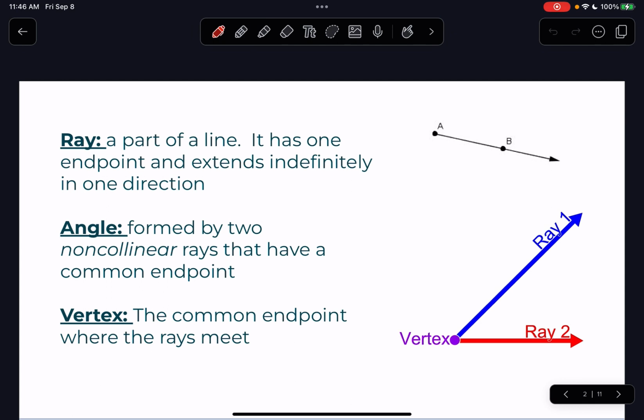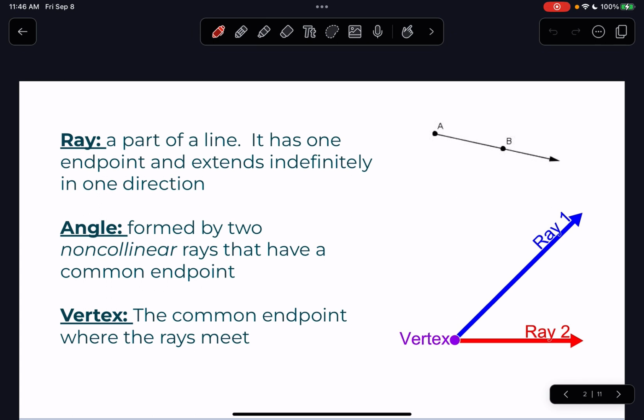Now we've talked about lines and we've talked about line segments. Remember, lines go on indefinitely in either direction. Line segments have an end. It has two endpoints. A ray is kind of a combination of the two. A ray is a piece of a line. One end has an endpoint while the other extends indefinitely. So we have one arrow on one side and then an endpoint on the other.